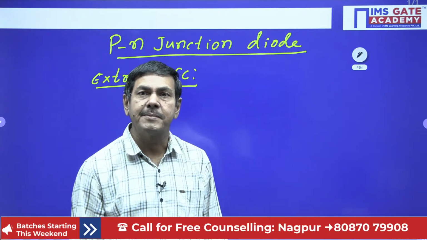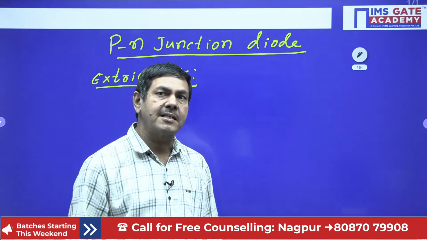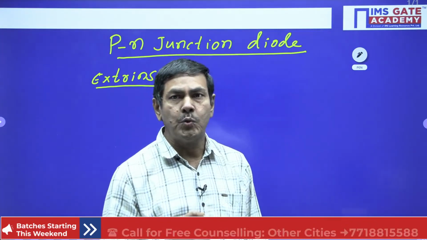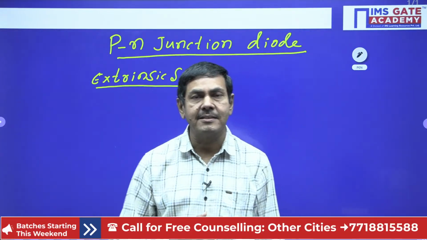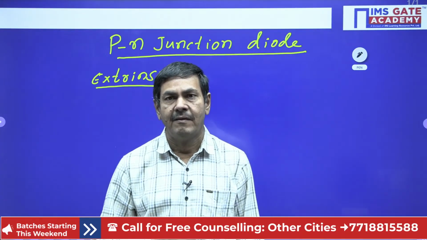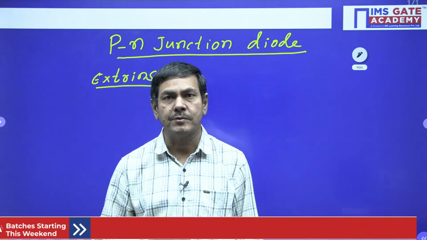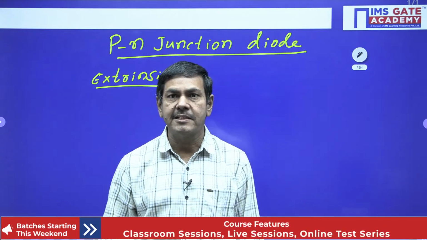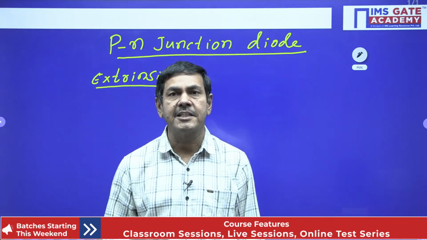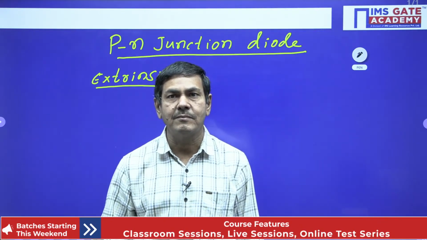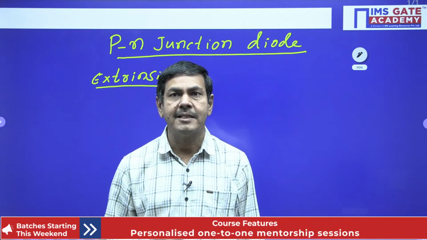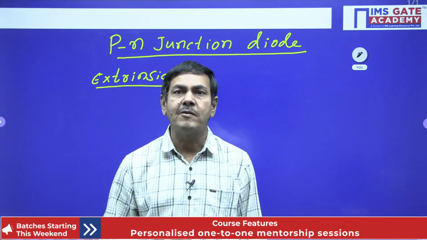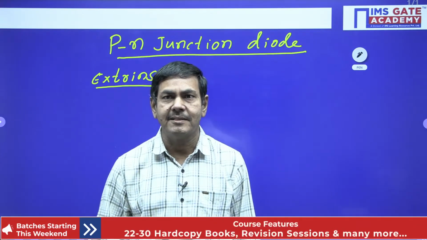What is extrinsic semiconductor? In the last class, I explained what is intrinsic semiconductor. What I explained? A pure type of semiconductor is called an intrinsic semiconductor. When the material is very pure, whenever the concentration of electrons and the concentration of holes are equal, I said already, it is an intrinsic semiconductor. But that pure type of semiconductor is not so used in practical application.